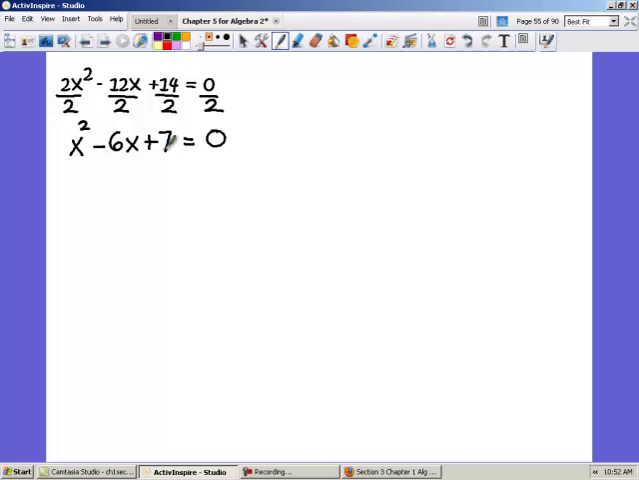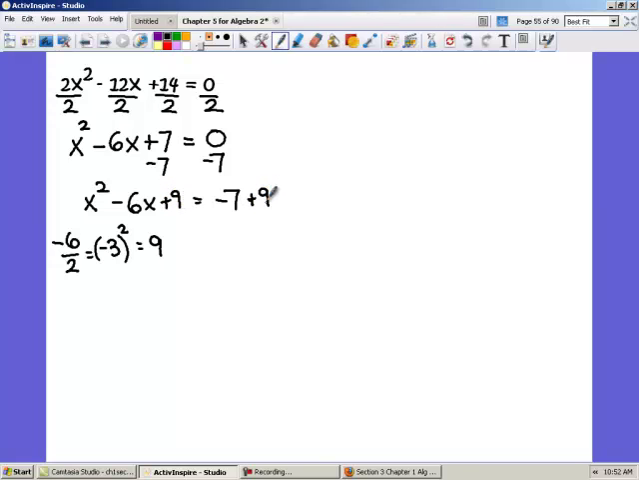Now check and make sure that you can't factor this, and I'm going to tell you right now, there's no way you can factor this and get a negative number here. So we're going to do all of the methods. Subtract the 7. We're going to take half of our b. So divide by 2, which is going to give us negative 3. And we're going to square it, which is a positive 9. And we're going to add this 9 to both sides. So plus 9, plus 9.